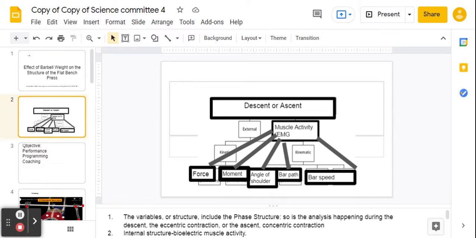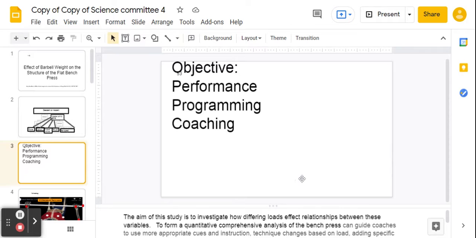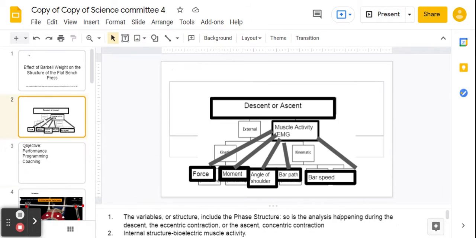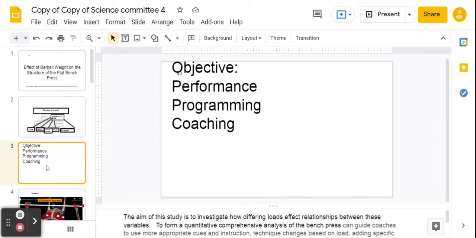path. This study splits those hairs between horizontal and vertical displacement. We'll get to that. And bar speed, the study mentions acceleration and velocity. We'll get there. So the aim of the study is to investigate how differing loads affect relationships between these variables.